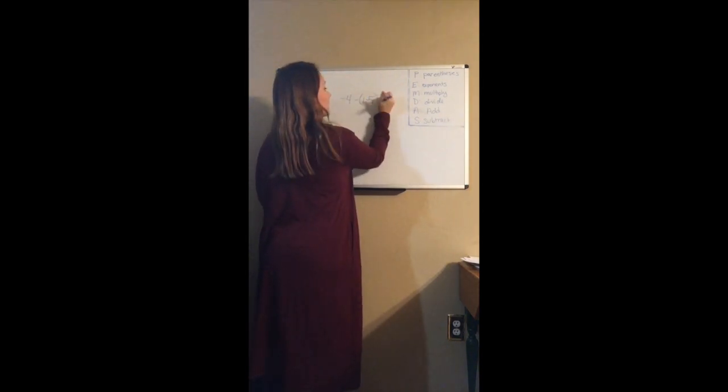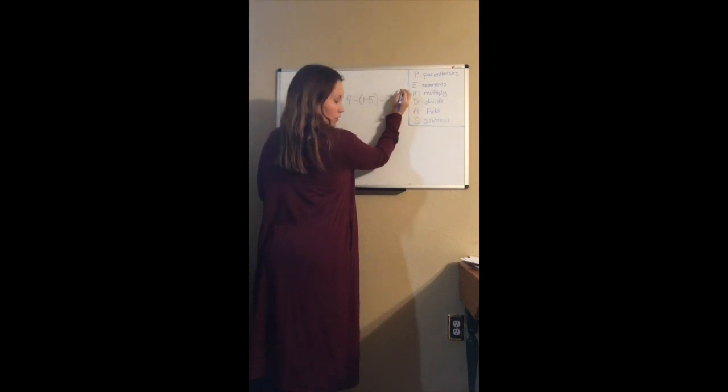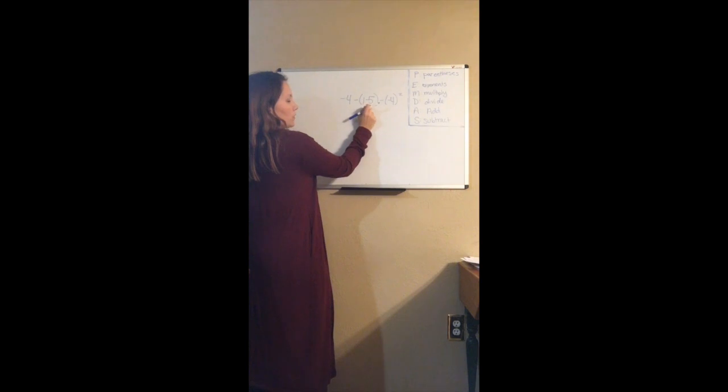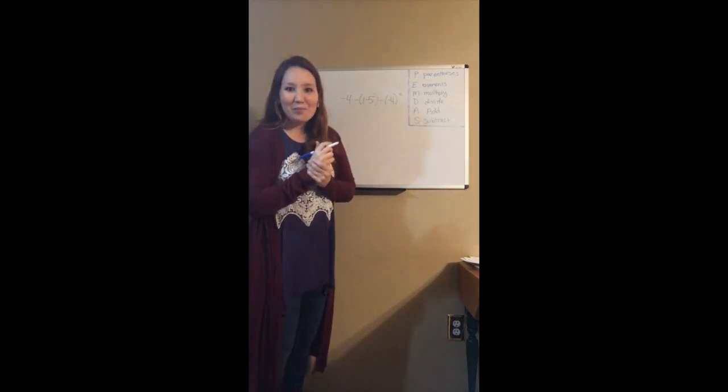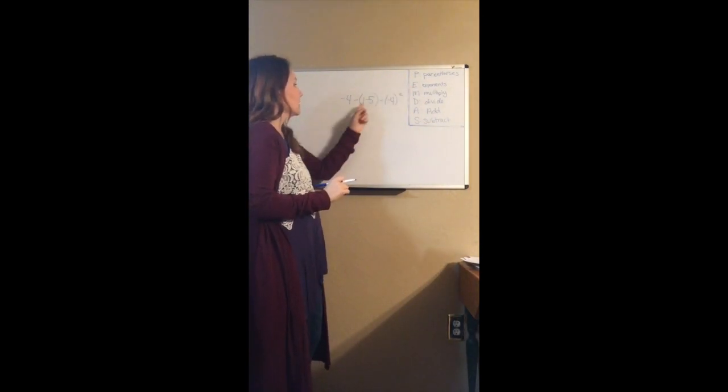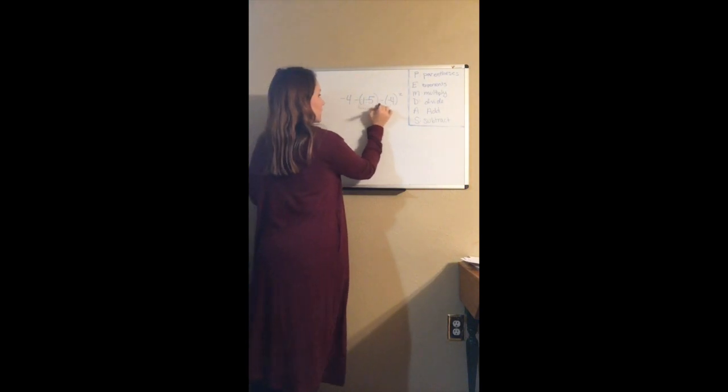Pardon me, it's negative 4 minus 1 minus 5 minus negative 4 squared. Okay, so now we're getting a little more complicated, but the same rules apply. So let's look at the parentheses. We have this in parentheses right here.